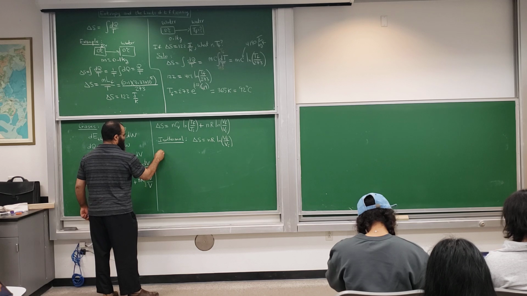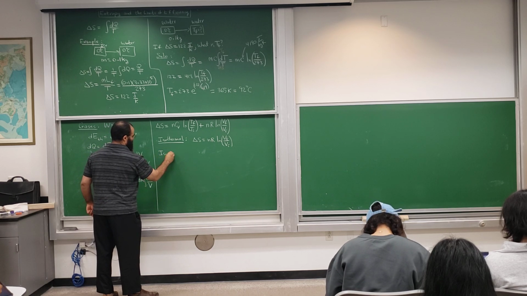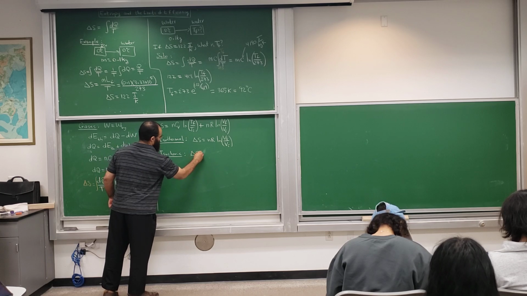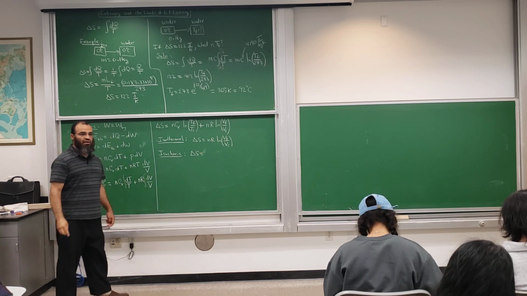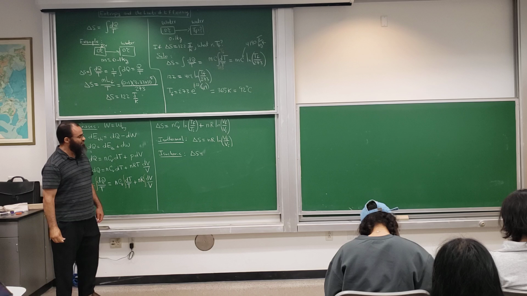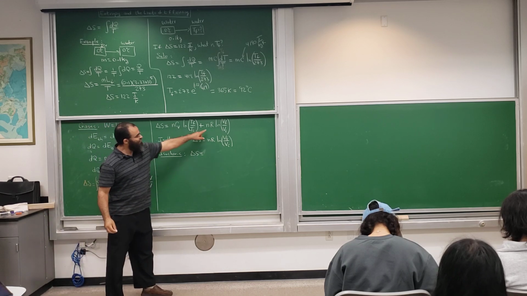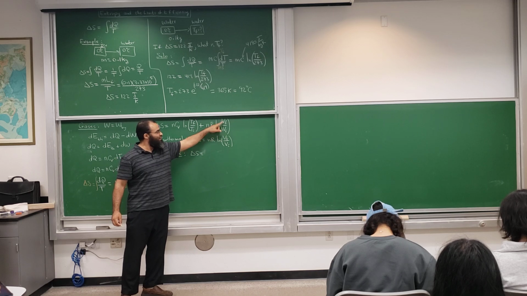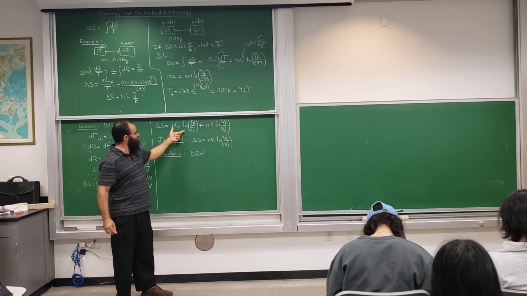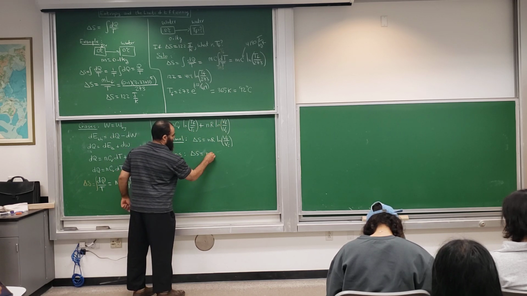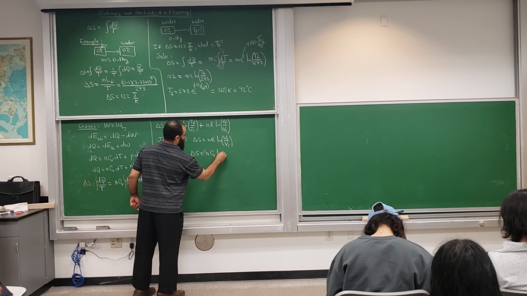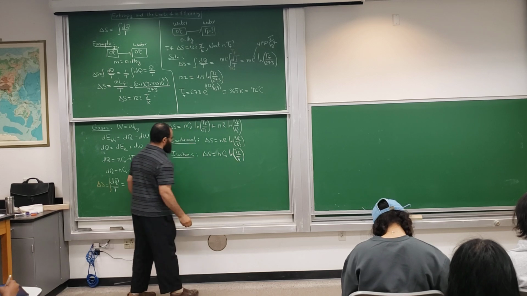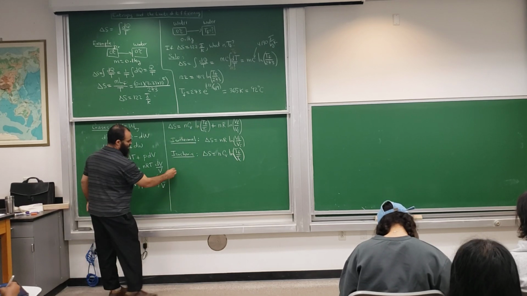Let's go to isochoric. Delta S for isochoric: this one disappears, because V final and V initial are the same, so you just get ln of 1, which is 0. You just get n C_V ln of T final over T initial. Good.